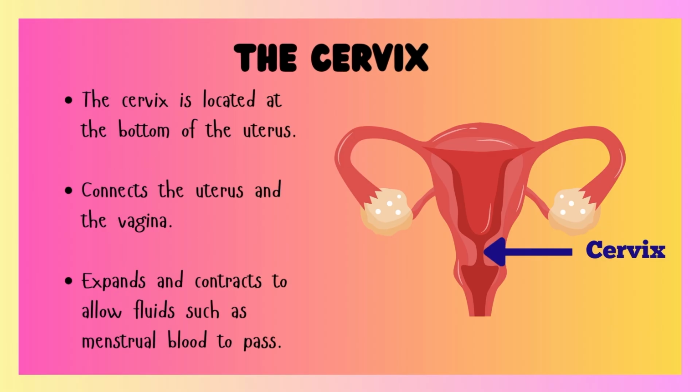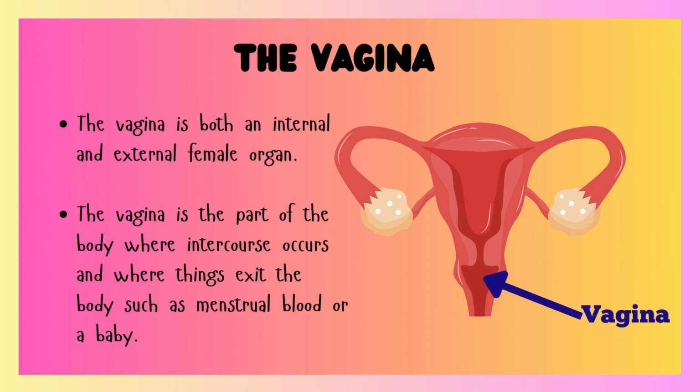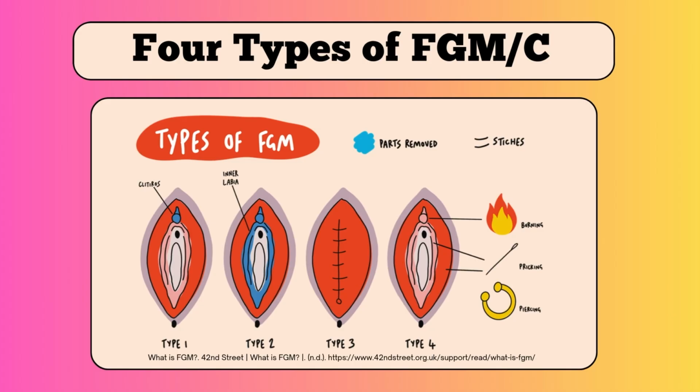The cervix is located at the bottom of the uterus. The cervix connects the uterus and the vagina. The cervix expands and contracts to allow fluids such as menstrual blood to leave the body. The vagina is both an internal and external female organ. The vagina is the part of the body where intercourse occurs and where things exit the body such as menstrual blood and a baby. There are 4 types of FGMC.